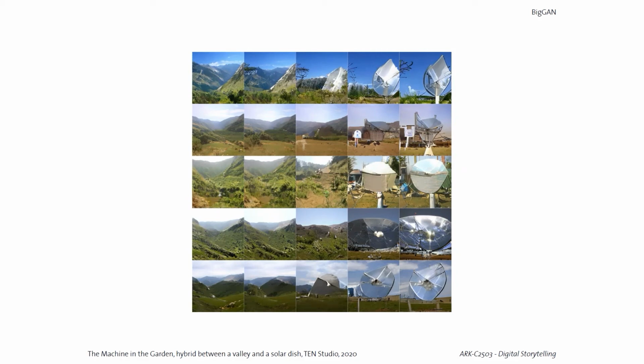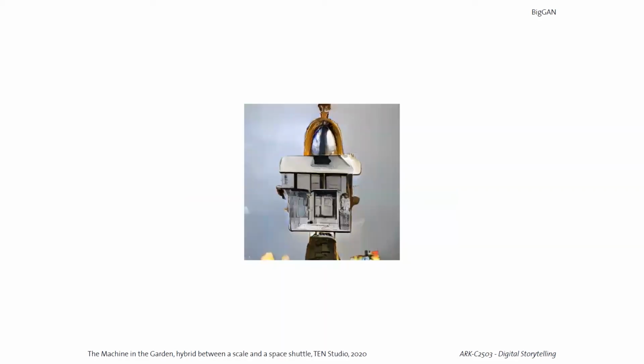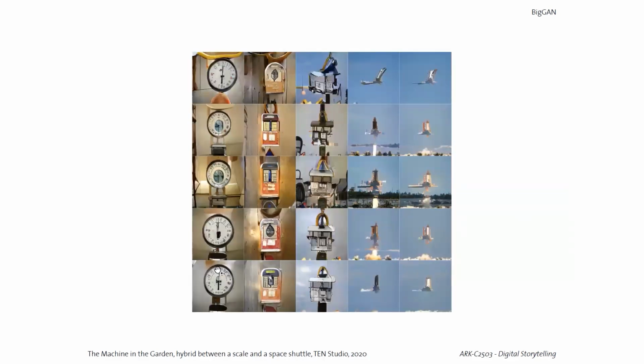But here we focus mostly on landscapes, cityscapes, and artificial objects, and try to find these hybrids in between. This one is also quite interesting, the scale and the space shuttle. You can see a house is hanging on this, like a hanging scale. On the left, scale, on the right, space shuttle, and in between the hybrids.